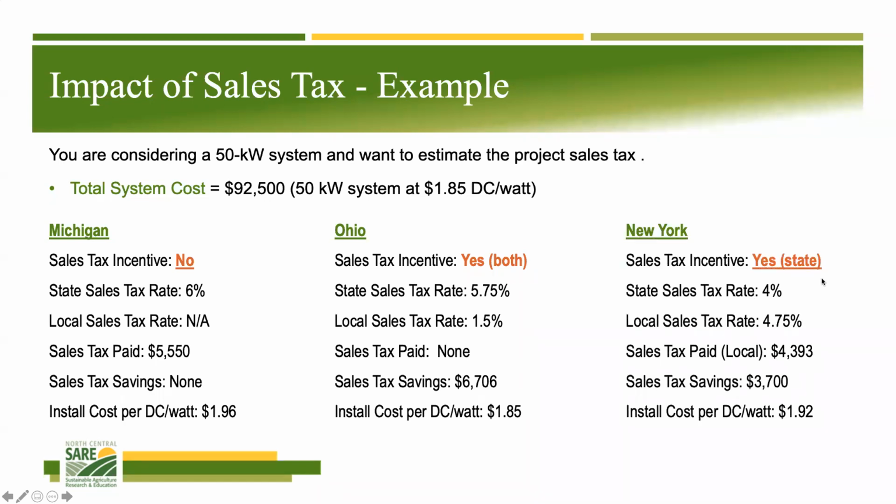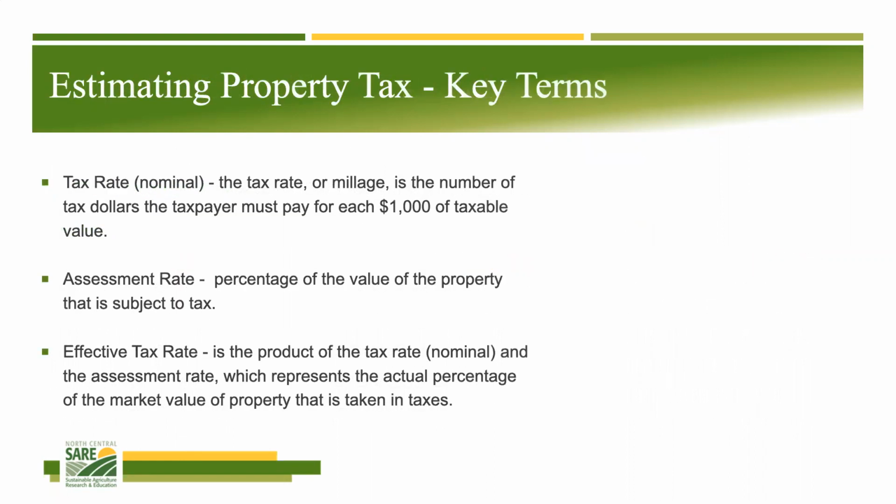The state of New York was a little bit unique because they did have an incentive program, but it was just at the state level. At the local level, there was still a sales tax being applied. So they were kind of a mixture, where they had some local taxes being paid, but there was some tax savings at the state level. And then you can see at the bottom how that impacts the overall installation cost per DC watt. So it's important to understand and research whether sales tax is a piece of your modeling as you move forward in your state.